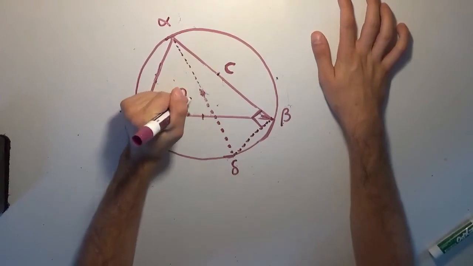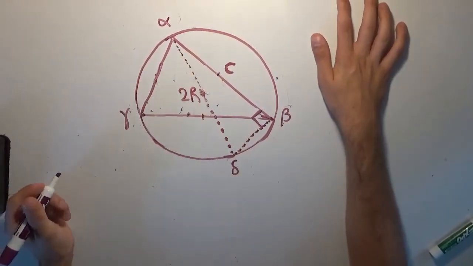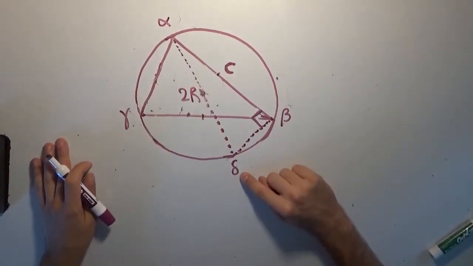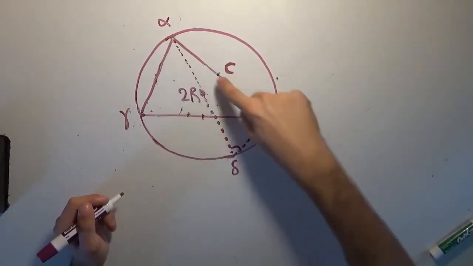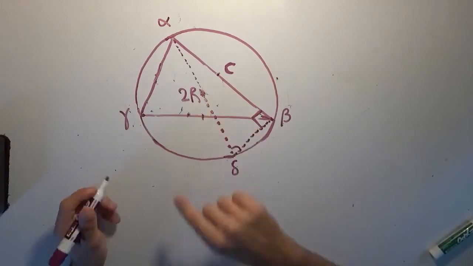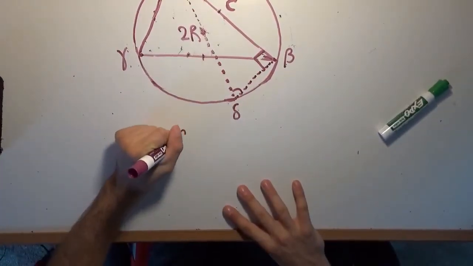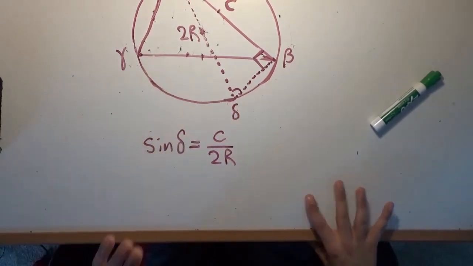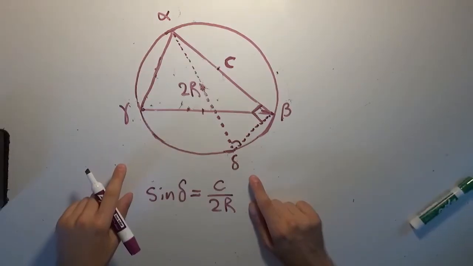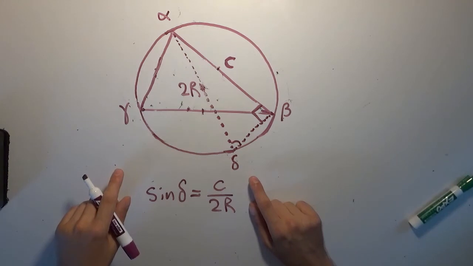So the diameter is 2 times the radius, right? Because we know trigonometry, we know that the sine of delta is c, this side of this original triangle, divided by 2r. So the sine of delta is equal to the side length c divided by 2r, right? But what is the sine of delta?